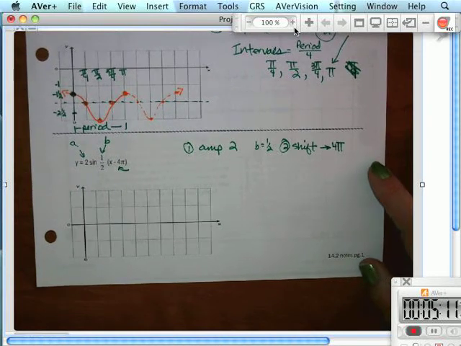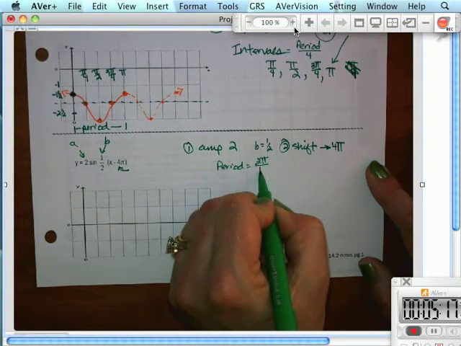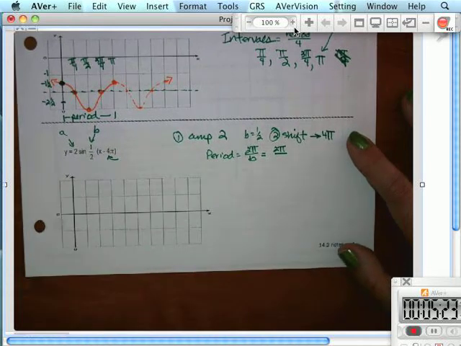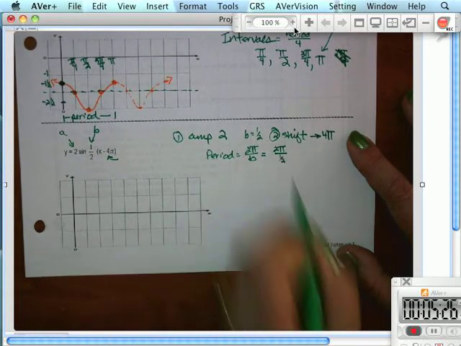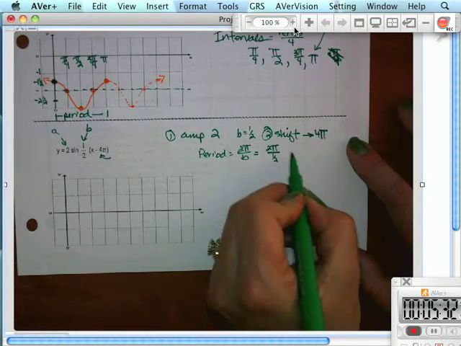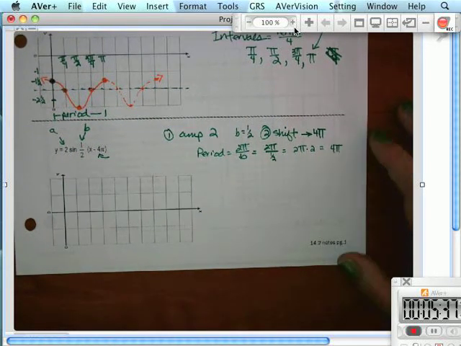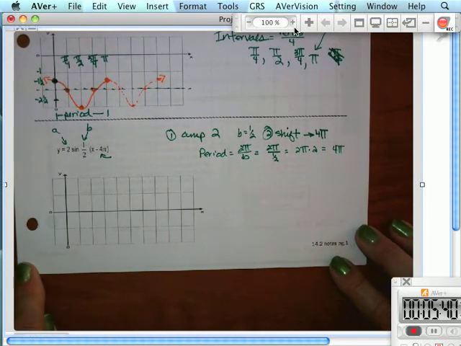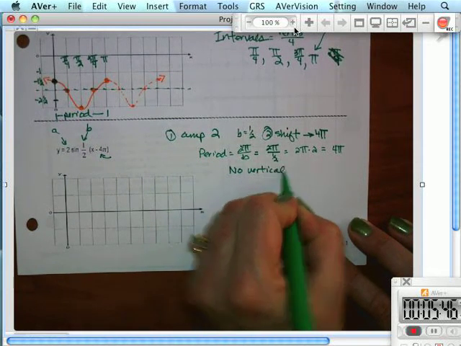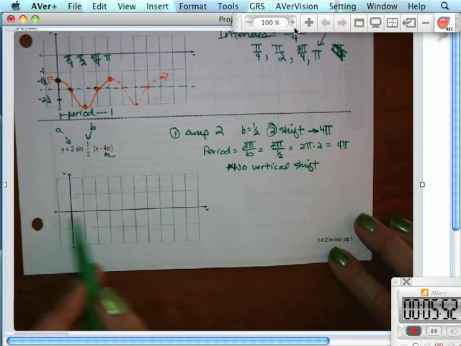So let's determine our period. Period is equal to 2 pi over b, and that's 2 pi over what? 1/2. That's my b. And then I flip the denominator and just multiply. So I get 2 pi times 2. So my period is 4 pi. There is no vertical shift on this one. So where does my baseline stay? At the x-axis, right?